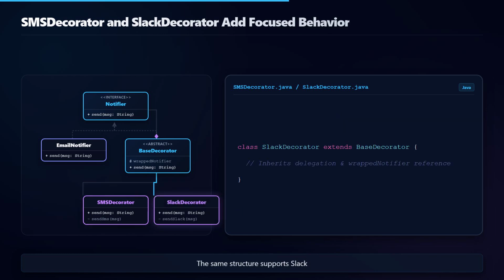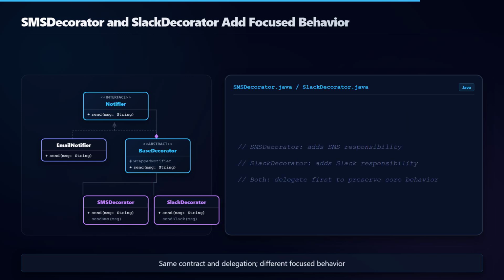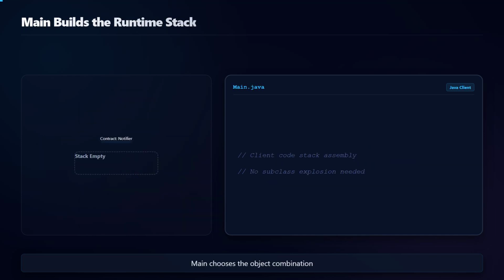Slack decorator follows the same contract and base mechanism, only the channel-specific responsibility changes. Slack decorator first preserves the wrapped notification, then adds the Slack action as its focused responsibility. Both decorators remain notifiers, both delegate, and each adds one responsibility. That shared structure makes the layers reusable. Main does not need a class for every channel combination. It assembles compatible notifier objects at runtime.